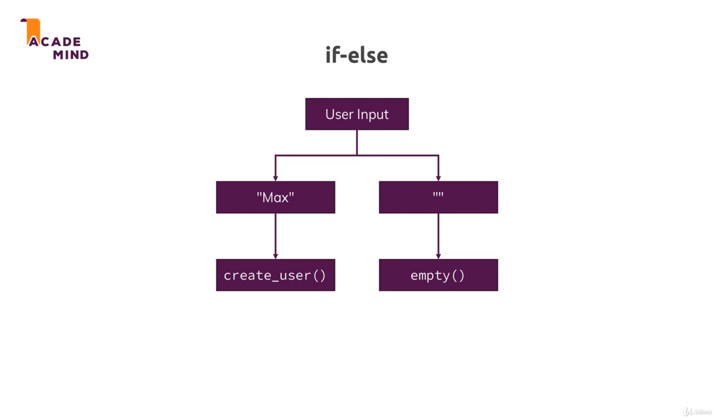You got some data that's changed in a way that you can't predict for sure, and then you got different code that should execute depending on what the result is. And for that, we use an if statement. With that, we can check if user input has a certain value, and if that is the case, we execute a certain code, like create user if the value is Max. Otherwise, or else, in the notation of Python, we execute different code.